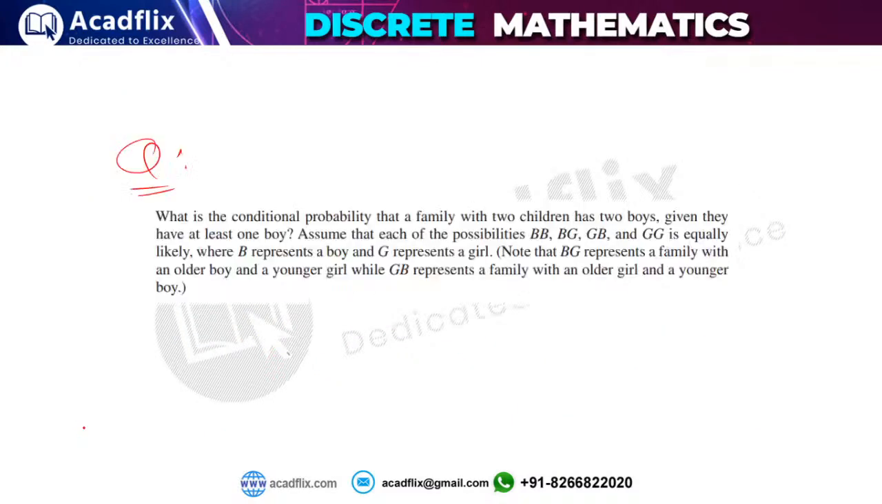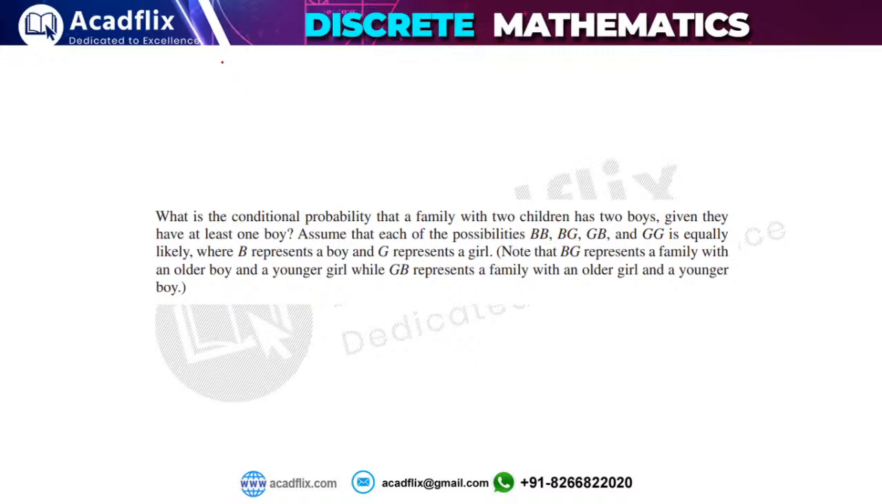Let's see the next question. What is the conditional probability that a family with 2 children has 2 boys, given that they have at least one boy? Actually there is nothing in these questions, you just need to apply the simple formula you have. Assume that each of the possibilities is equally likely, where B represents a boy and G represents a girl. Note that BG represents a family with an older boy and younger girl, and GB represents a family with an older girl and younger boy.